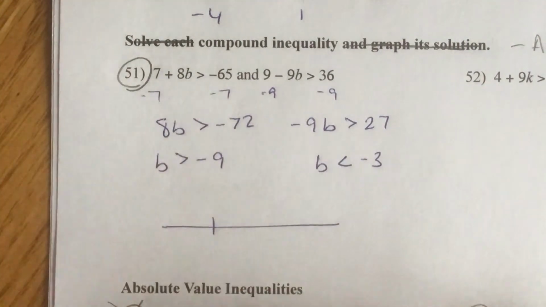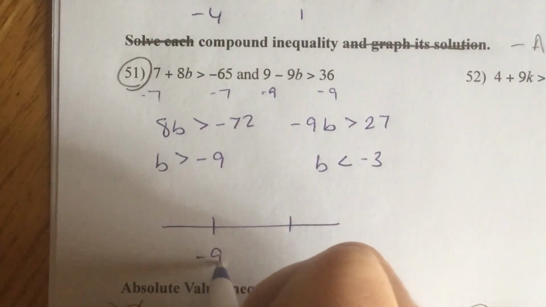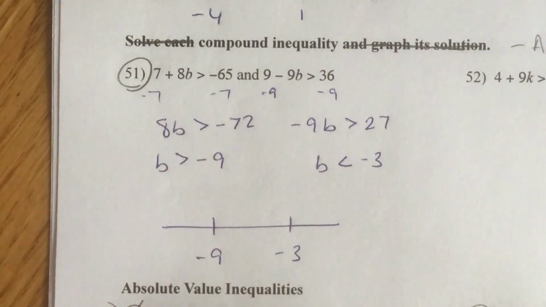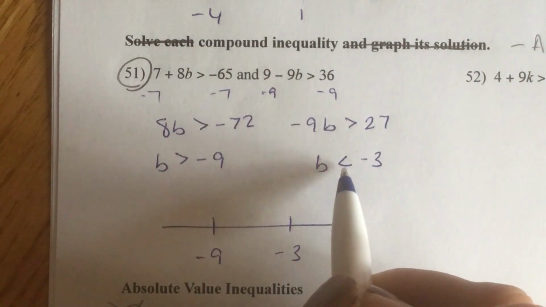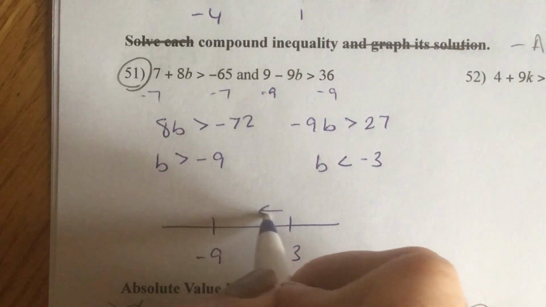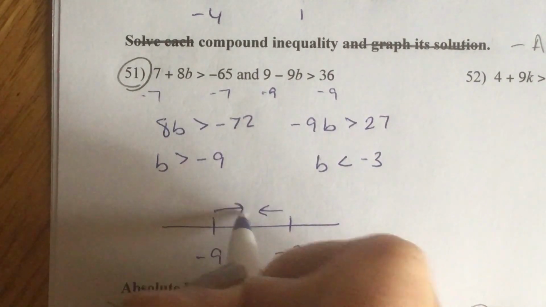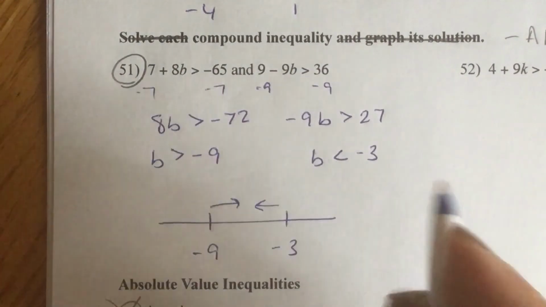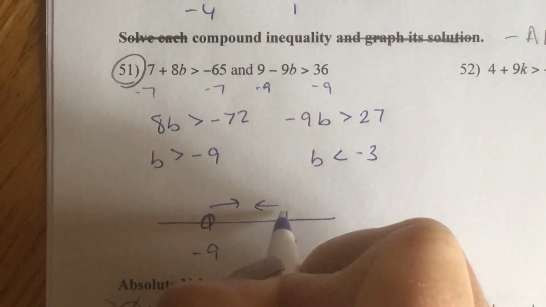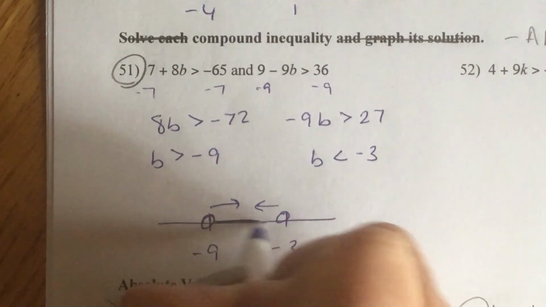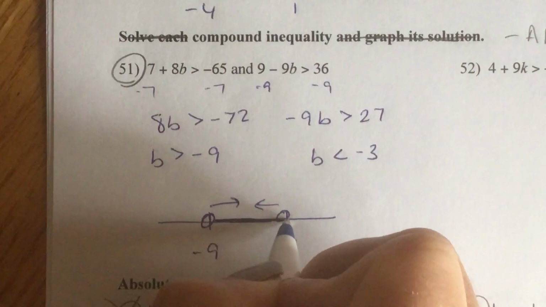So then label your numbers, negative 9 on the left, negative 3 on the right. So we want stuff that's smaller than negative 3, so we want things that direction, and bigger than negative 9, so we want things that direction. So you see it works out that they're in between them. So we have open circles on both of them and shaded in between.